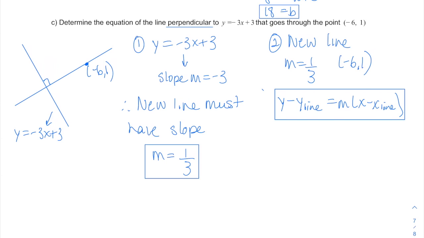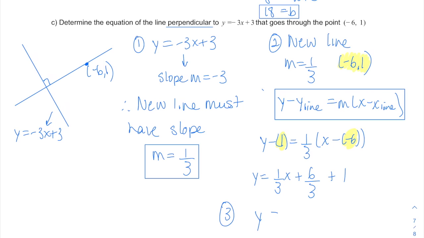Okay, so y minus 1 equals m x minus -6. Okay, so 1 and -6 came from here. All right, so we get y equals 1/3 x plus 6/3 plus 1, and step 3 is just writing it as our final answer. So 6/3 is 2, and 2 plus 1 is 3.